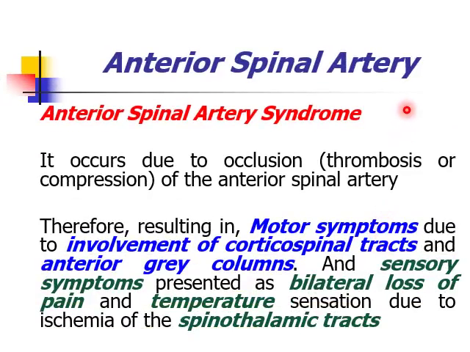The anterior spinal artery syndrome occurs when we occlude the anterior spinal artery. Occlusion of the anterior spinal artery by thrombosis or compression can result in motor symptoms due to involvement of corticospinal tracts and the anterior gray columns, also with sensory symptoms presenting as bilateral loss of pain and temperature sensation due to the ischemia of the spinothalamic tracts.